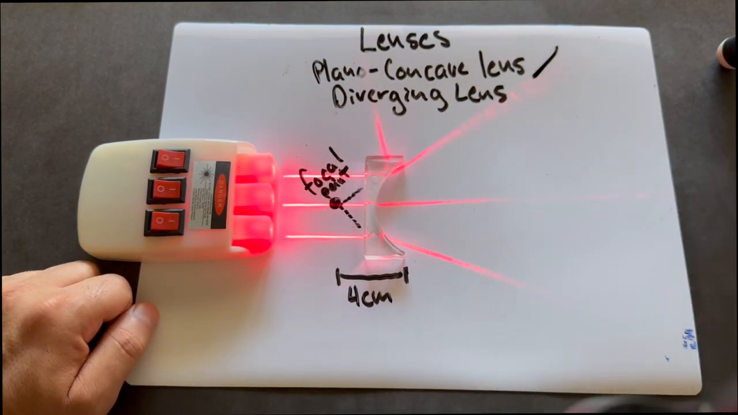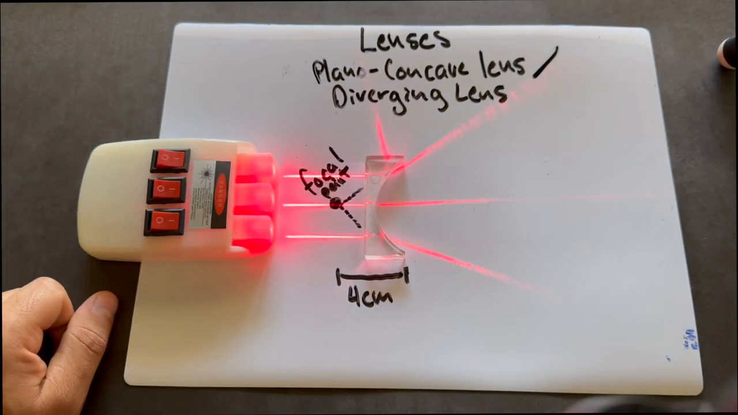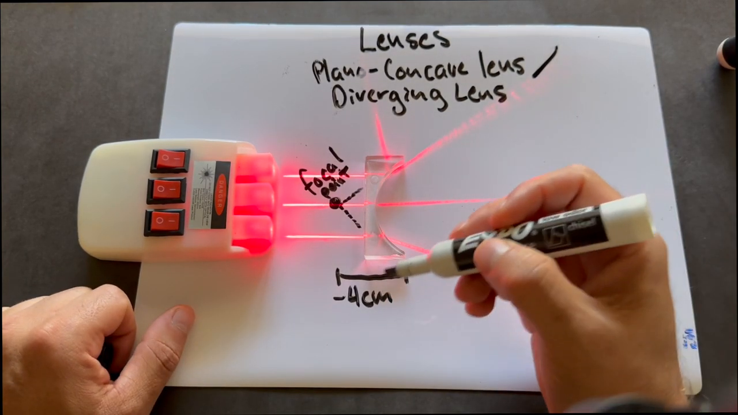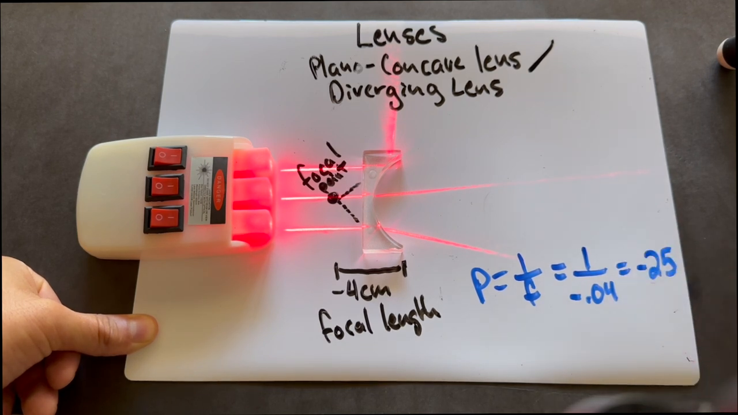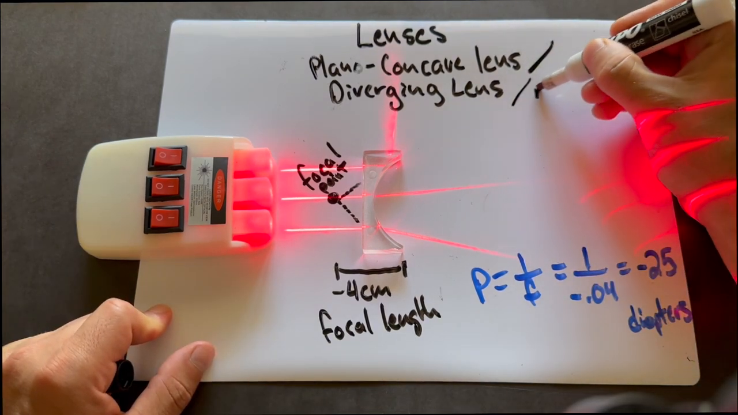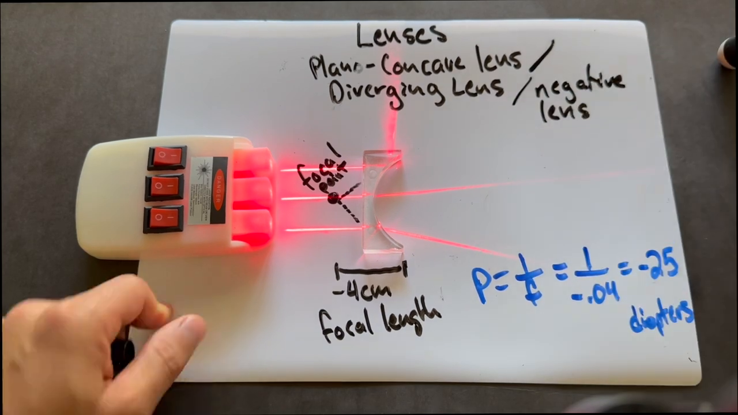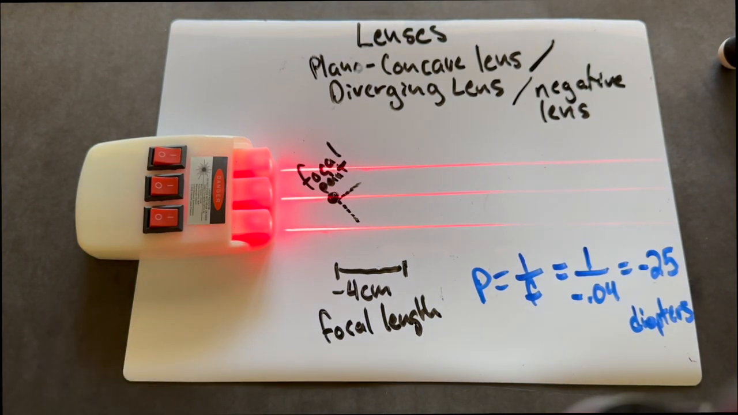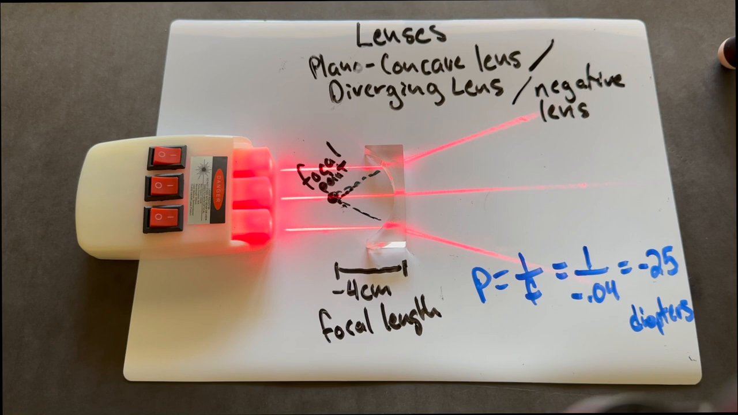But since the focal point is upstream from the lens, it happens before the lens, this is a negative focal length. And the associated power, which is just the reciprocal of the focal length, would also be negative. So this would have a power of negative 25 diopters. Now, lastly, because the focal length is negative in this case, this is also called a negative lens. And once again, let's put this to the test. Does changing the orientation change where the focal point is? We can see that the focal length and the focal point really remain the same, regardless of the orientation.